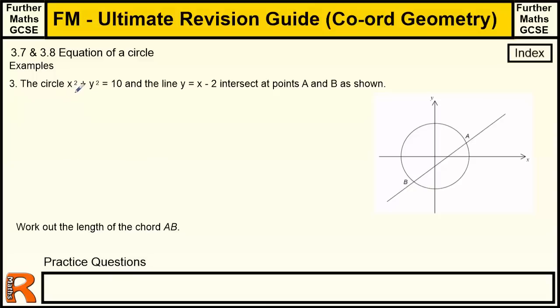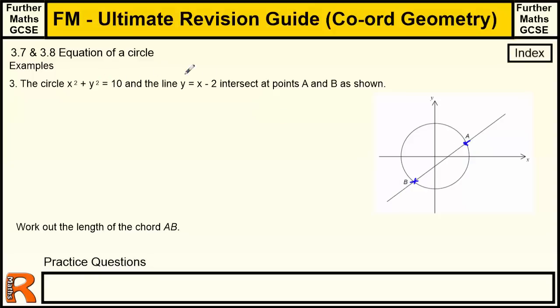Okay, question 3, possibly a bit trickier. We're given the equation of the circle, and we're told that the line y equals x minus 2 crosses the circle at A and B. We've got to work out the length of A to B. Okay, so to do that, we really need to work out the coordinate at this point and the coordinate at this point. And then we can use Pythagoras' theorem to work out the distance between them.